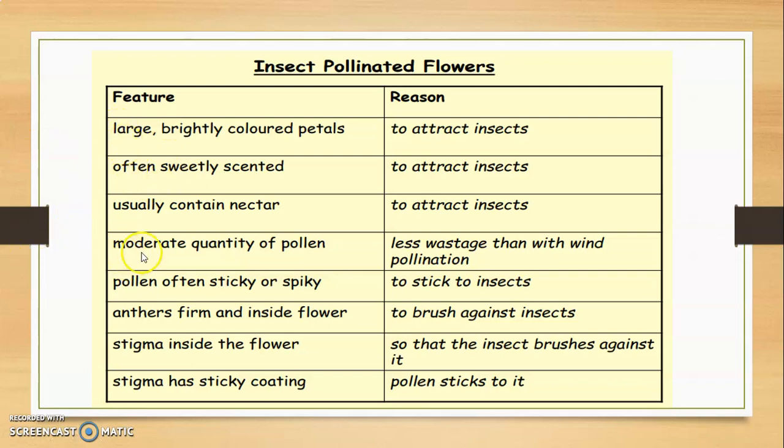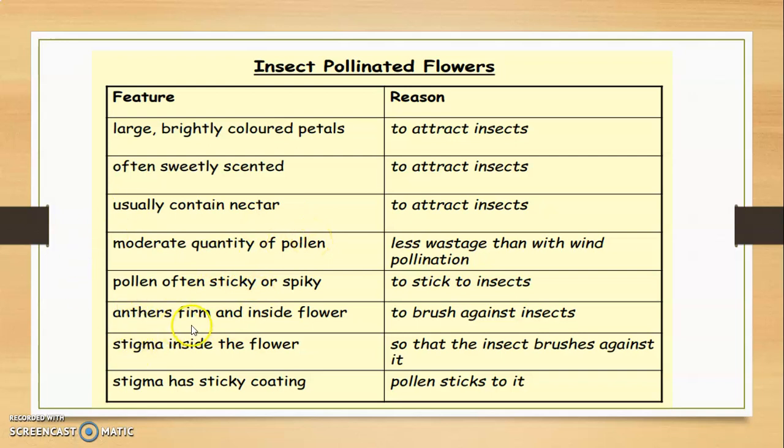Also, they do not have a very big amount of pollen. They have a moderate or medium amount of pollen, because they will not waste a lot of pollen, since they don't need wind pollination. Also, look here, the pollen is often sticky or spiky, and that's because it needs to get stuck on the legs of the insects or on the bodies of the animals that come near the flowers.